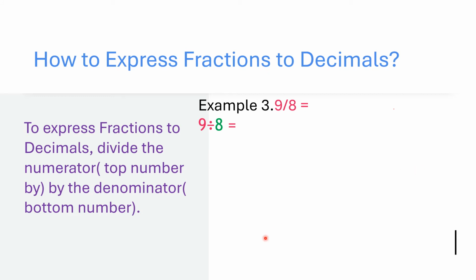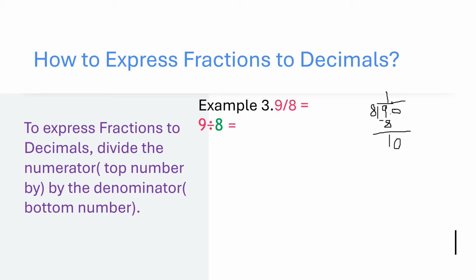Okay, then let's have this one. This is 9 divided by 8. Look at this one. 9 divided by 8 is 1, since 9 is greater than 8. So 1 times 8 is 8. Then subtract: 9 minus 8 is 1. Now we're going to add 0, so we put a decimal point here and add 0. Bring down 0 here, and that is now 10.